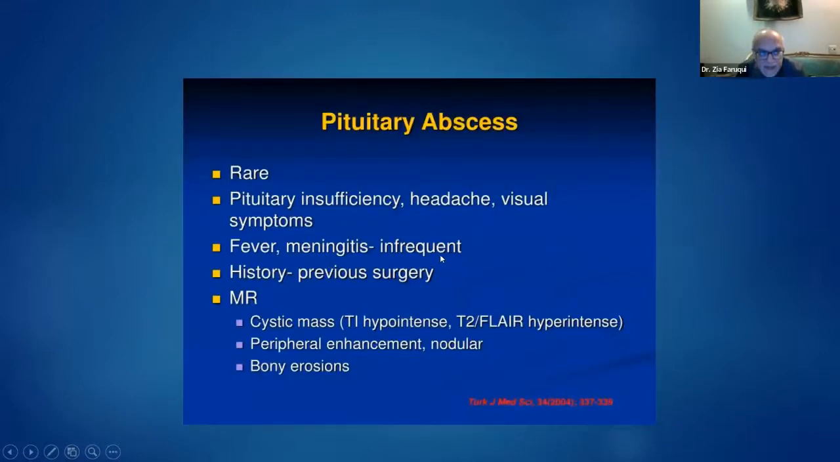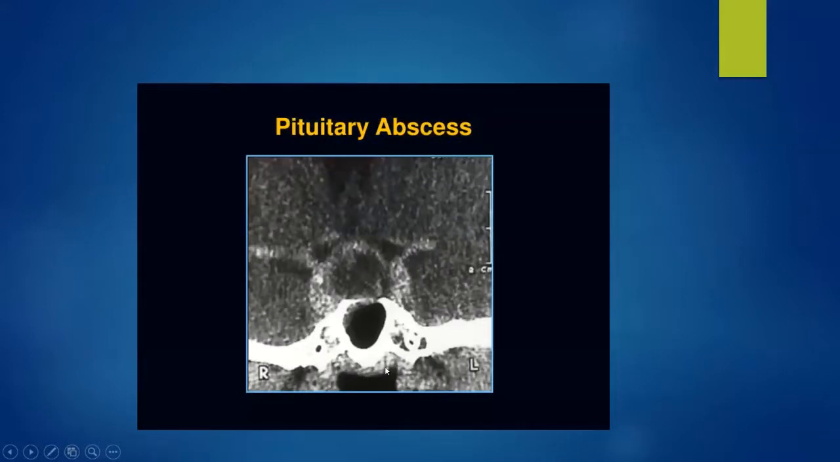Pituitary abscesses are rare, maybe due to hematogenous spread, or more commonly due to direct extension from the sinus as well. May present with fever, meningitis. On MR, there will be a thick-walled cystic mass, hypointense on T1, hyperintense on T2, and they will have irregular nodular enhancing walls, and it will frequently have bony erosion as well.